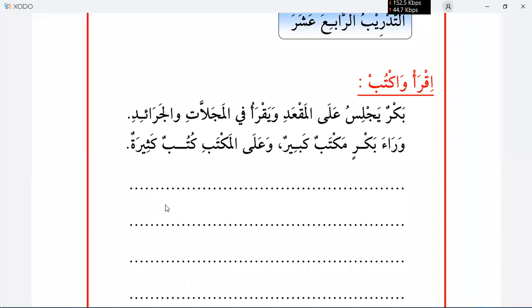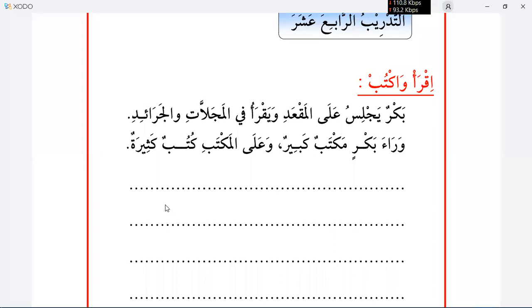Bakrun yajlisu, Bakar is sitting on the maqadi, the sofa. Chair. Seat. This is another word for kursi, sir. Seat, you can say. Bakar is sitting on the seat. Okay, just seat, sir. Yes. So Bakar is sitting on the seat, wayakra'u, and he is reading fi al majallat, in the magazines.